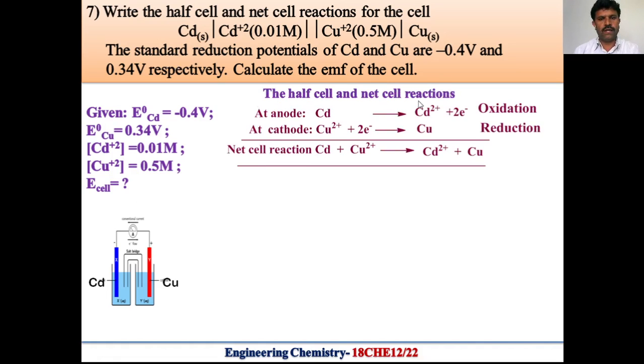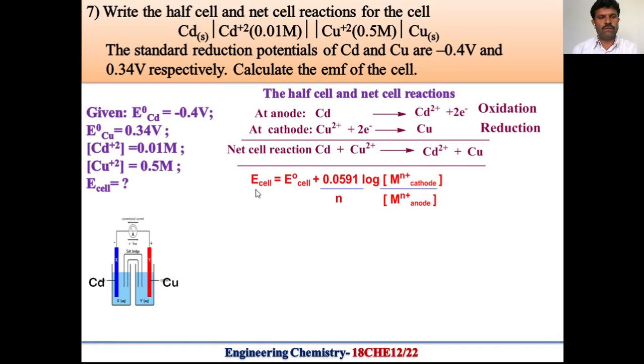The half cell and net cell reactions. Here, if we compare the reduction potential values, copper has a higher standard reduction potential than cadmium, hence copper functions as the cathode and cadmium functions as the anode. So cadmium undergoes oxidation, Cd gives rise to Cd2+ plus 2 electrons, it is oxidation. At the cathode, copper 2+ ions will react with the 2 electrons and become copper. Hence, the net cell reaction is Cd plus Cu2+ gives Cd2+ plus Cu.